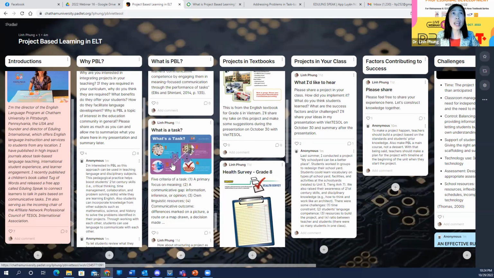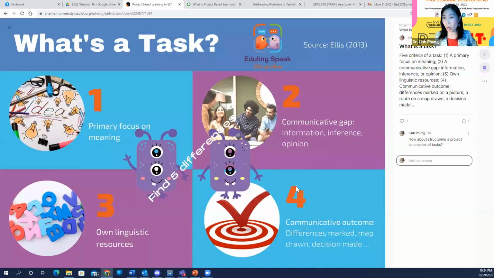What is a task? For me, I have been using these 4 criteria to develop tasks for my students. And perhaps you have already heard about this, but let me explain a little bit, and then we will look at a project from the textbook together. So there are 4 criteria here in order for an activity to be a task in language learning and teaching. Learners have to focus primarily on meaning. So they need to understand ideas, they need to communicate ideas instead of just, let's say, practicing language. In communication, there has to be a communicative gap. Maybe there is an information gap, an inference gap, an opinion gap, so that it gives them a reason to communicate. They need to use their own linguistic resources. Again, it is not something that they are rehearsing, but they use whatever they have to achieve the communicative outcome here.